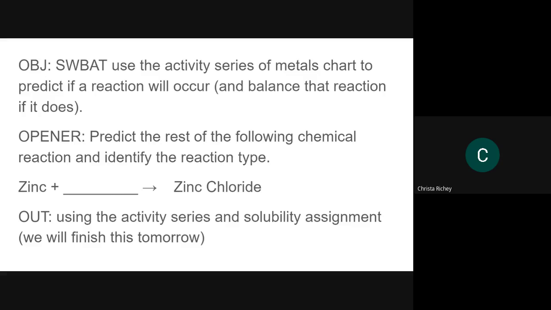Aluminum's always +3, silver's always +1, cadmium's always +2. What's the charge you put in the zinc box? +2. So what I have written on my board is Zn plus Cl2. I'm going to put my spots in front of it to balance it. Arrow, Zn with a +2 and Cl with a -1.